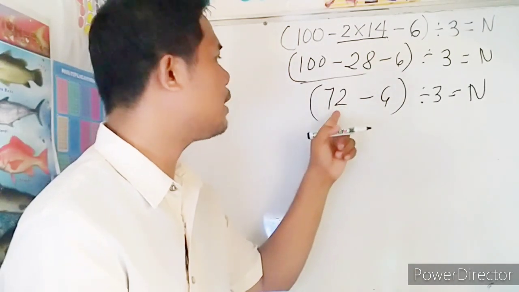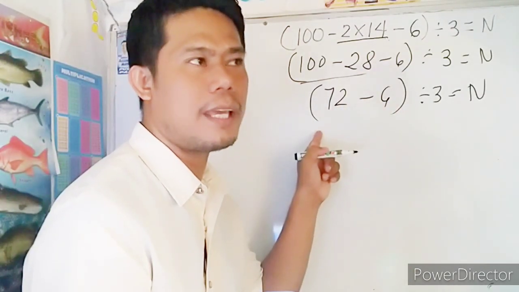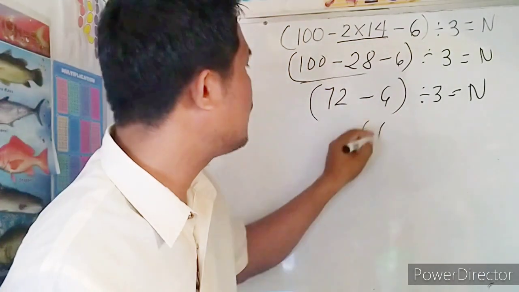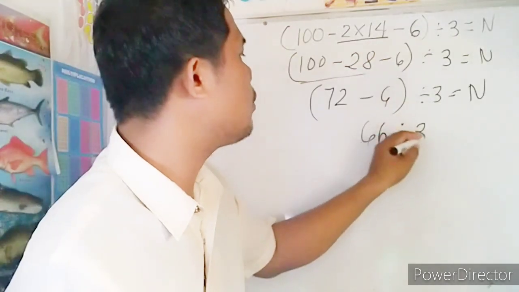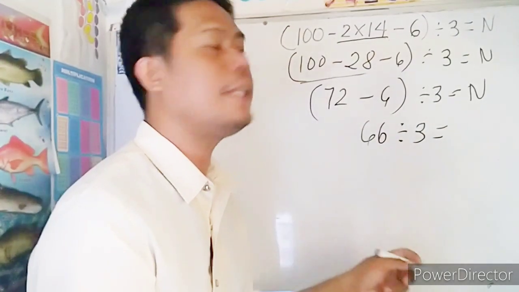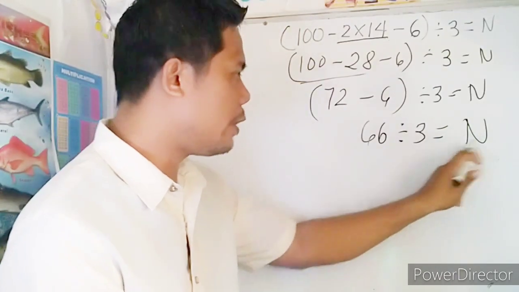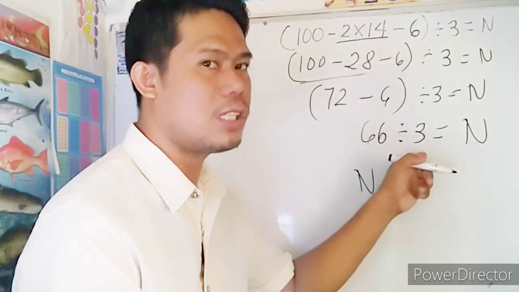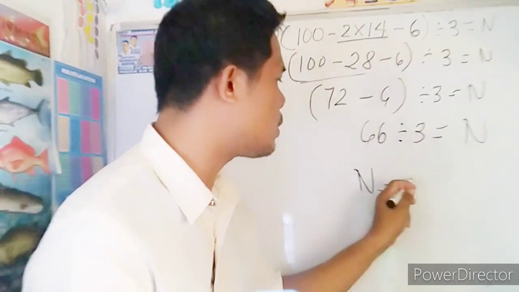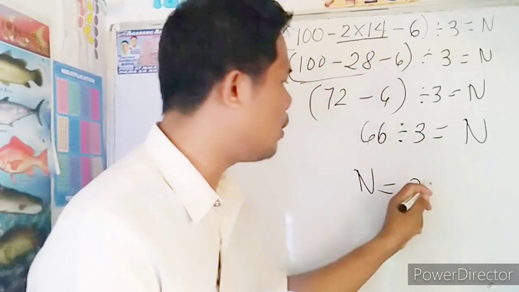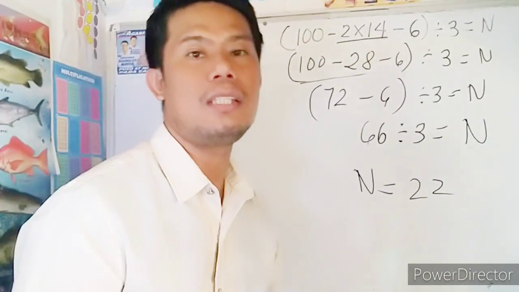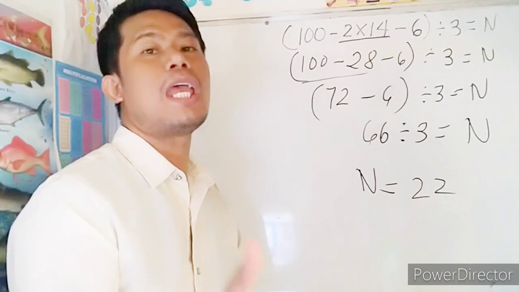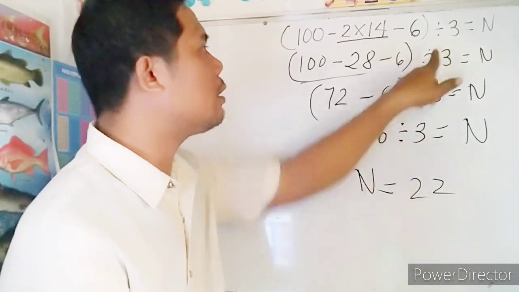Next, we're going to solve again inside the parenthesis. 72 minus 6 equals 66. Then divided by 3. So we're not going to write anymore the open and close parenthesis. So equals n. Now we're going to write n here; we are going to transpose. Then 66 divided by 3. So we have 6 divided by 3 equals 2. So therefore, there are 22 boys in Mr. Buenavista's class.